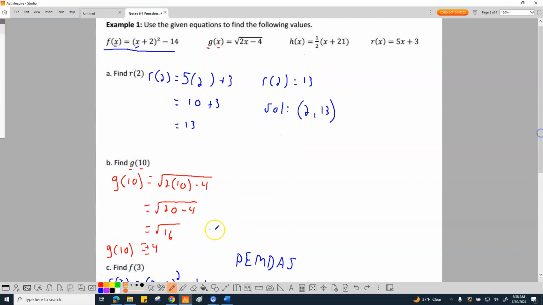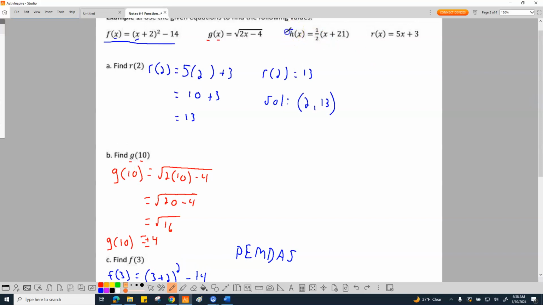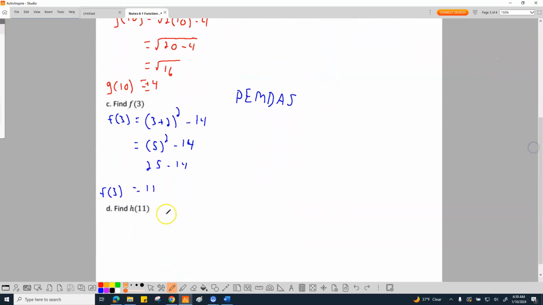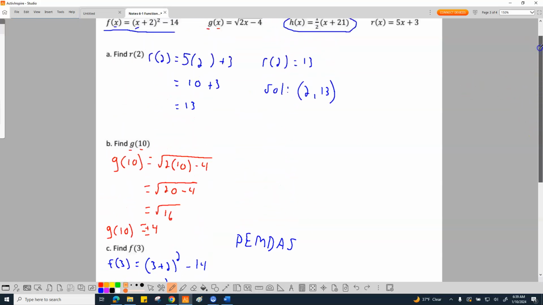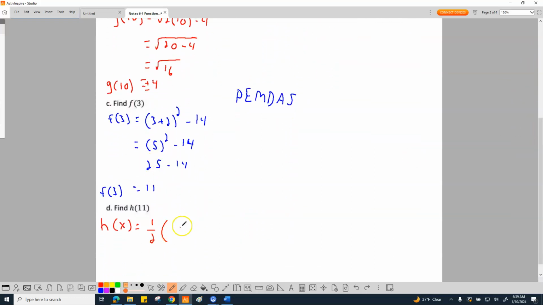h of 11, y'all, is the same thing. So there's our equation for it right up here. This h of x equals 1/2 x plus 21. So let's go down here and look at this. I'm going to write that equation down. I'm going to switch back to red ink. So the equation I'm working with is h of x equals 1/2 x plus 21.